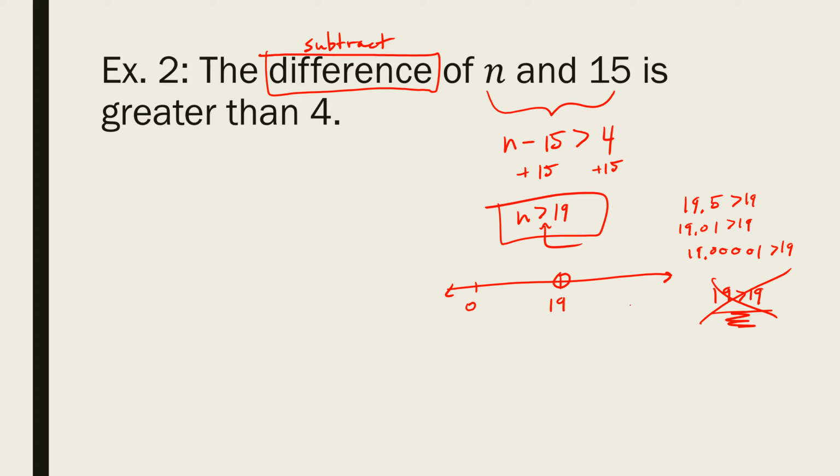Now, for my arrow, let's think about this. Does n have to be bigger than 19 or smaller than 19? Well, clearly here, because of the greater than sign and the fact that n is on the bigger side of that greater than sign, n needs to be bigger than 19. So I'm going to be drawing my arrow to the right, representing that values that work are things like 20, 21, 1,000, numbers that I already decided. Actually, 1,000 would be way over here. Anyway, numbers that I already decided would work.